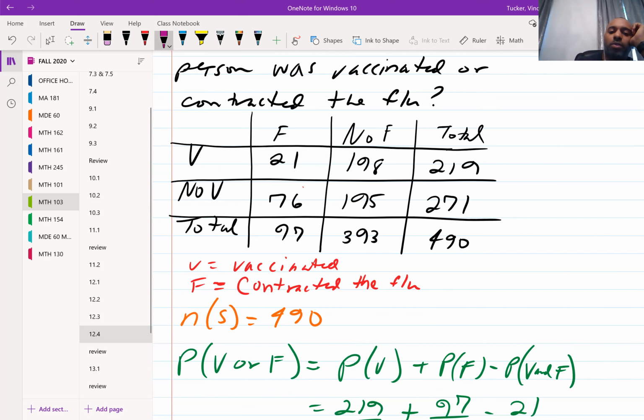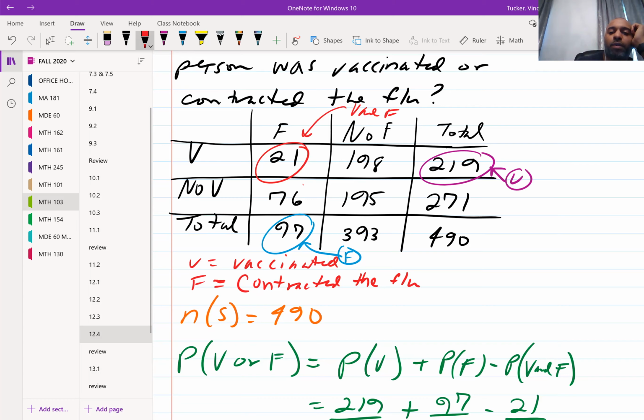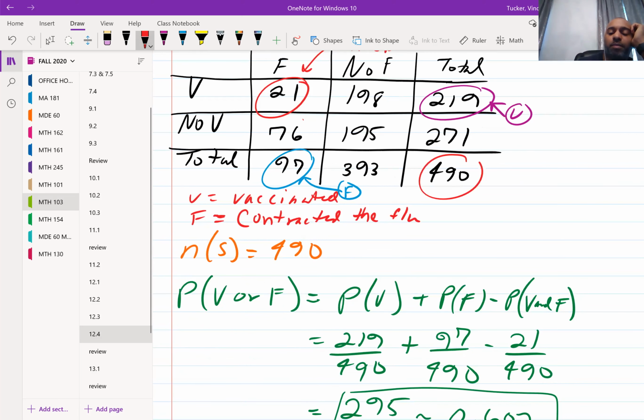Those who were vaccinated is right here, 219. Those who contracted the flu, it's 97. Total number of people who contracted the flu, total number of people that were vaccinated. And then you're looking at the total number of people that were vaccinated and contracted the flu. It's 21. So we place all three of those numbers over the 490. Remember, that's our sample space.